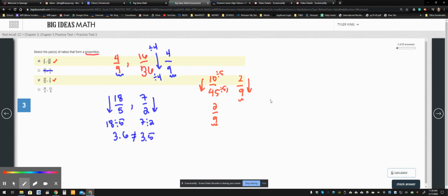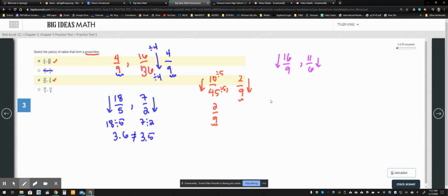And then looking at the last one here, we have 16 over 9, and we have 11 over 6. Checking this, we can say, does anything go into 16 and also go into 9? No, there's nothing that works here. Is there anything that goes into 11 and also goes into 6? No, so there's nothing that's going to reduce there.